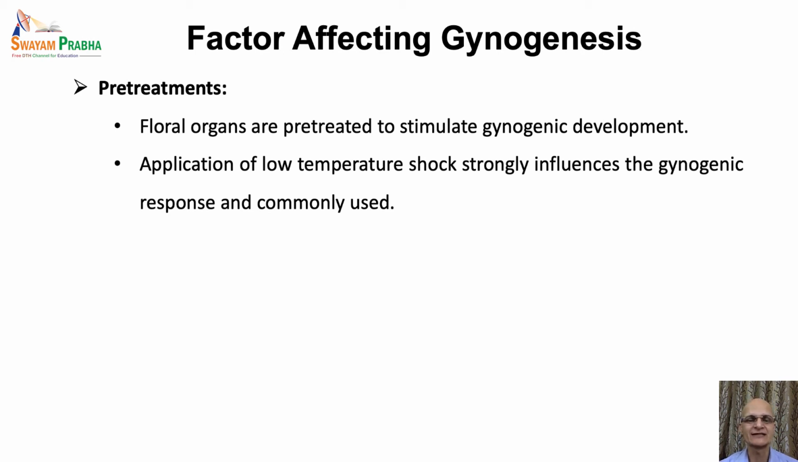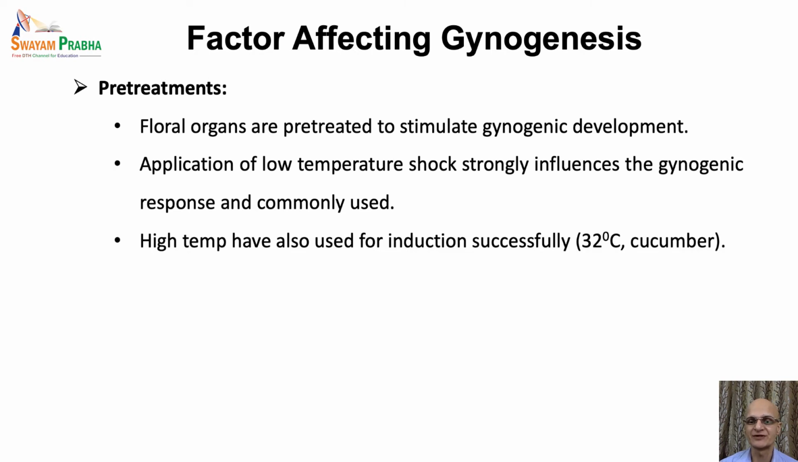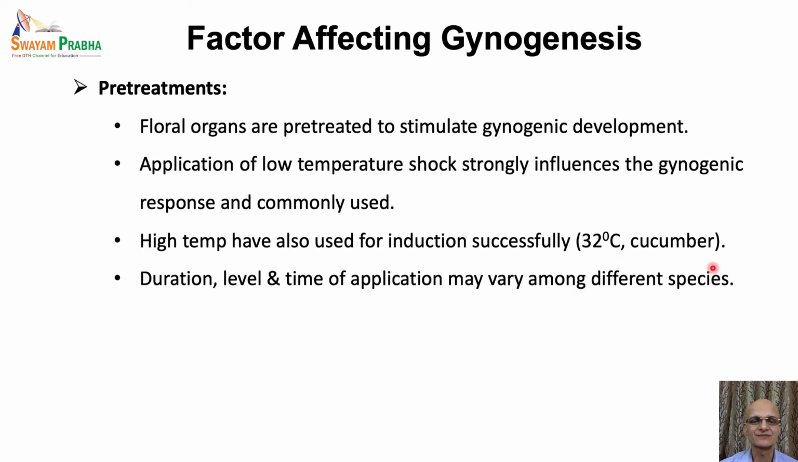Therefore, we should consider these parameters too if we are setting up an experiment for the production of haploid plants through gynogenesis. The application of low temperature shock is most successful for the induction of gynogenic responses in several plant species and is the most commonly used pretreatment. However, high temperature incubation has also been used for induction. Like in cucumber, when the explants were incubated at 32 degrees Celsius, it enhanced the production of embryos through gynogenesis.